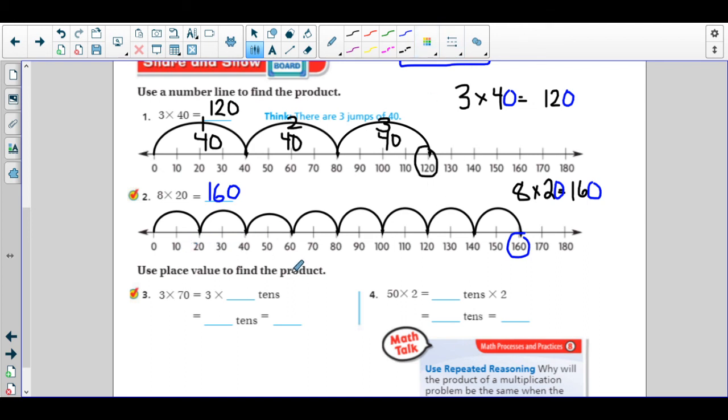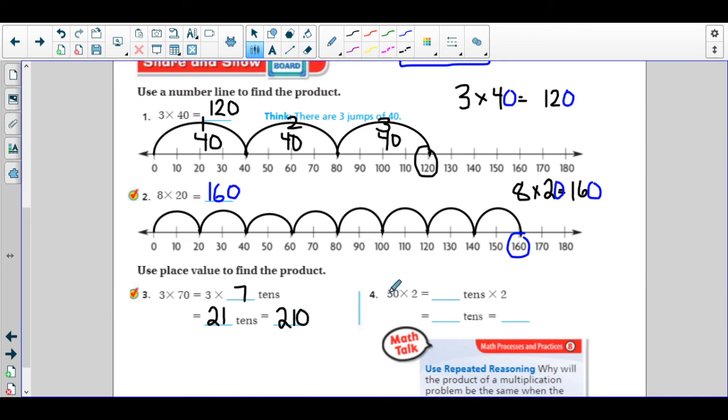These right here, use place value to find the product. So 3 times 70 is equal to 3 times 7 tens. Just like we've been doing up here. So 3 times 7 is 21 tens, which is going to be 210.